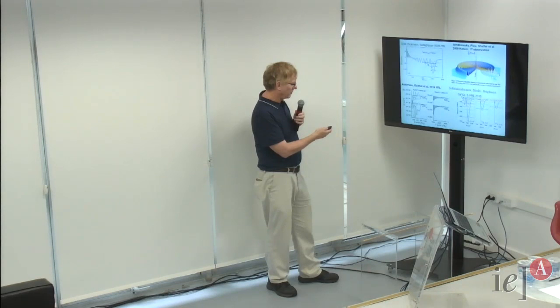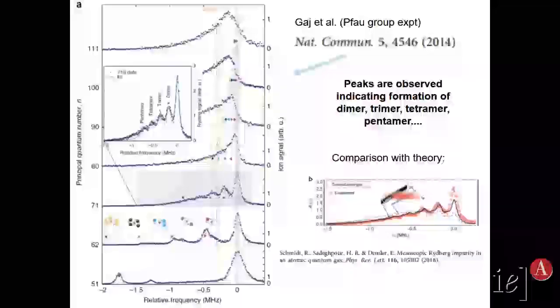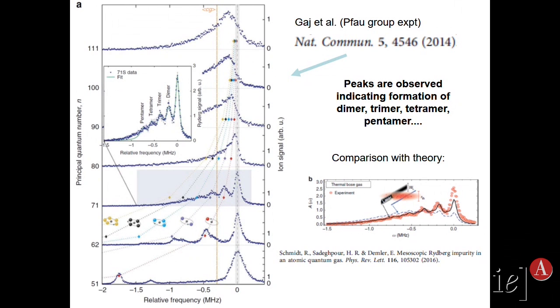Some other developments, which are pretty nice, but I haven't published on myself, are now you can also trap more than one atom in those wave functions. Here's the dimer energy, here's the trimer shifted twice as much away from the bare atom, and then tetramer and so on. They can really identify a whole sequence of polyatomics associated with this kind of physics. And the theoretical description is doing a really nice job, work by Schmidt, Sargapur, and Demmler.